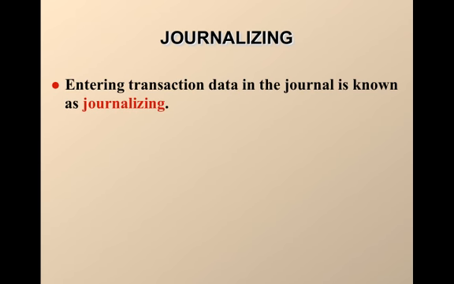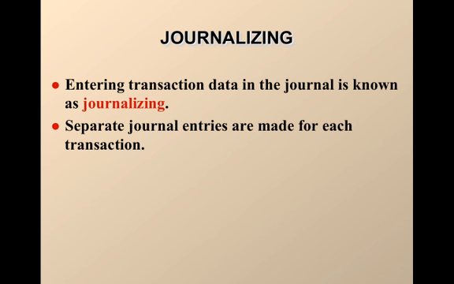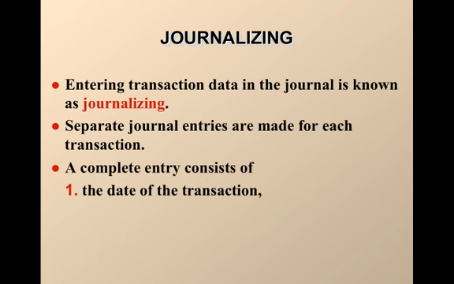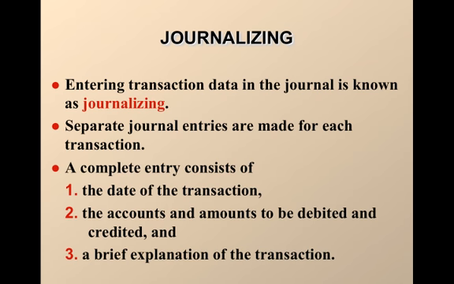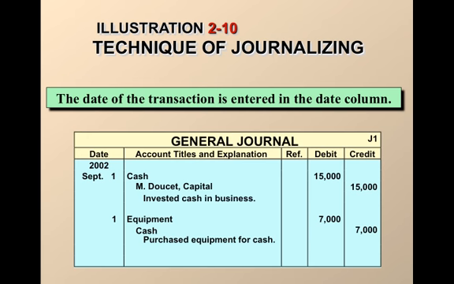Journalizing is the act of entering the transaction data in the journal. So when I say journalize it, that means I want you to put a transaction in the journal. Separate journal entries are made for each transaction. You're going to leave a space between each of them. And therefore, once you're done, a complete entry consists of the date, the two accounts or more. If you only have one, you've done something wrong, and the amounts to be debited and credited, and a brief explanation of the transaction. Then you're going to leave a line, leave a space, and do it again for the next one. So let's take a look.